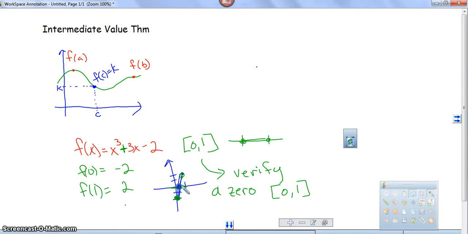Okay, when they say 0, they're talking about an x-intercept. And that's the pretty easy way of the intermediate value theorem. They're saying that the 0 is the k value, and the point that it happens would be c.